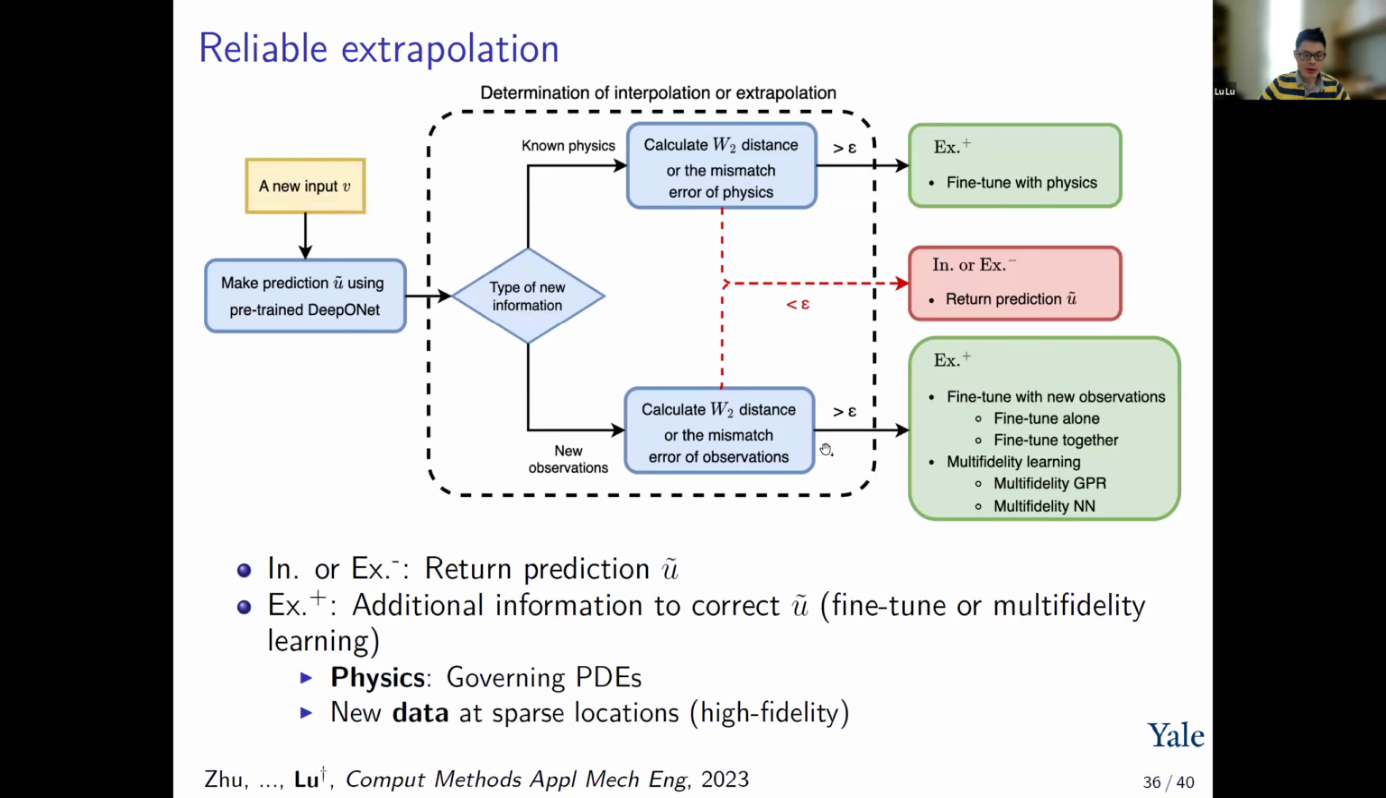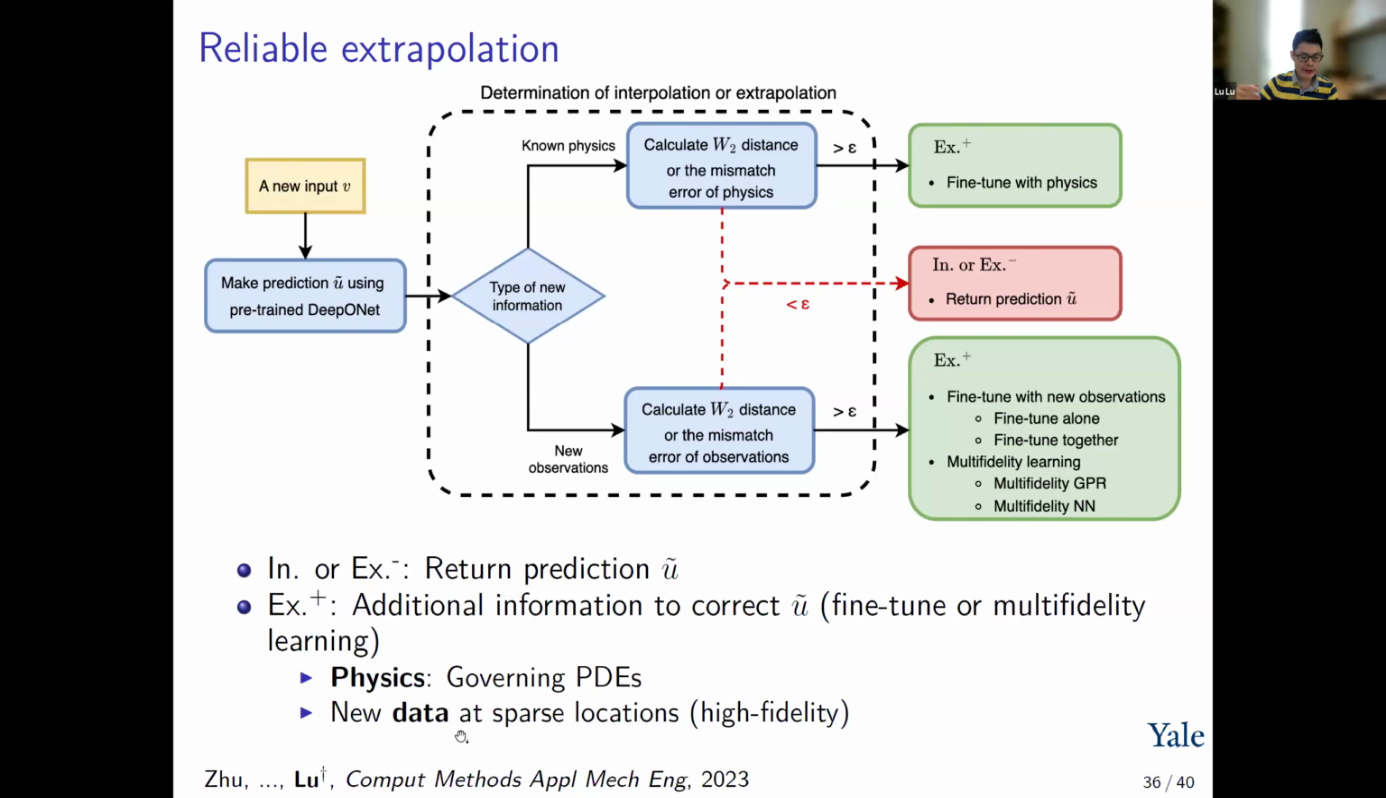If the extrapolation level is large, then U tilde will have a large error. So we have to propose a new method to improve the accuracy of U tilde, or correct U tilde. We have many different versions of specific methods, but in general, we need to require extra information. We cannot have good prediction without any additional information. The additional information we consider could be some physics, for example, governing equations.